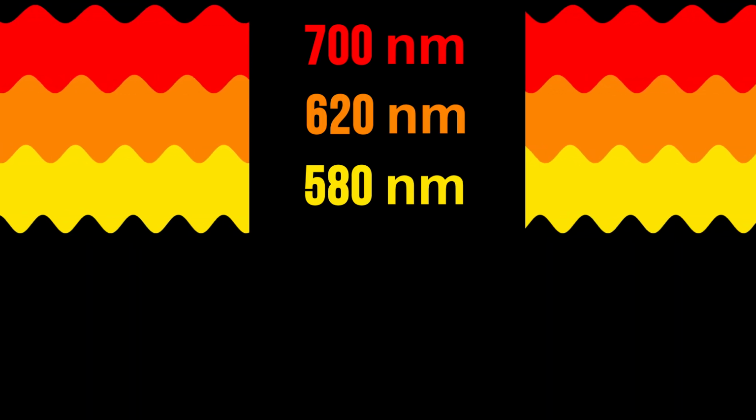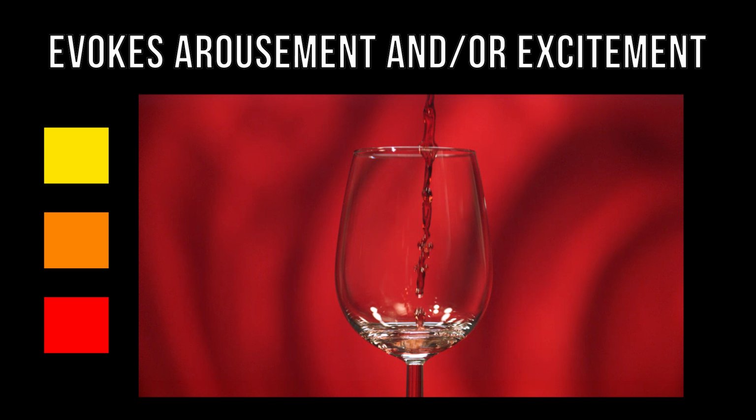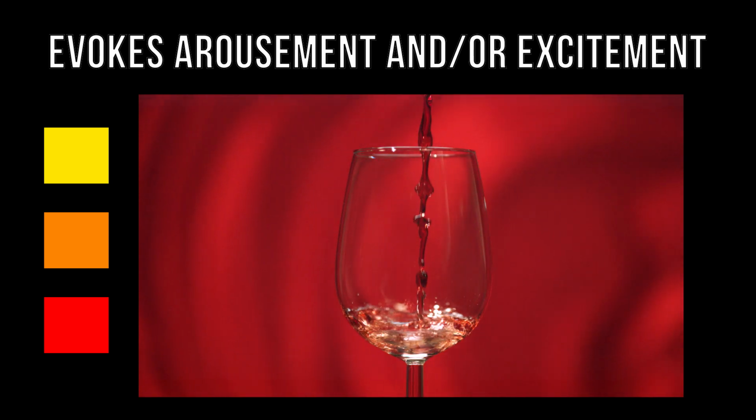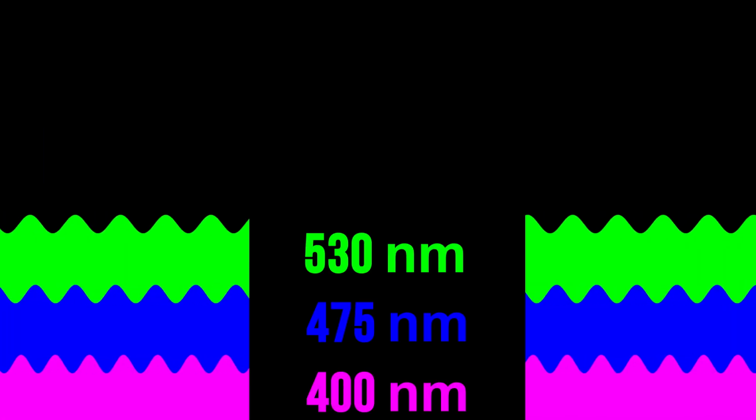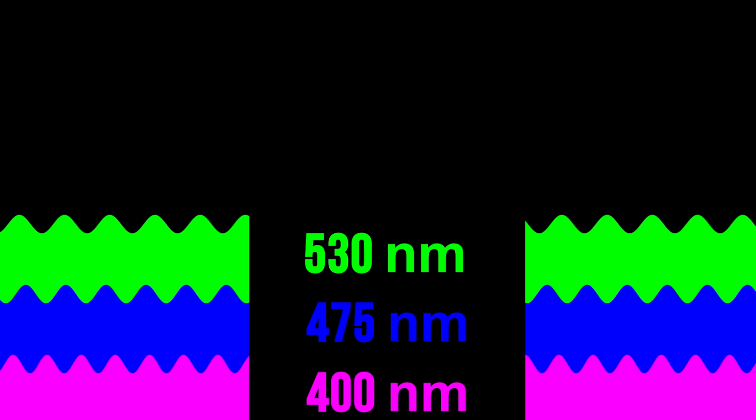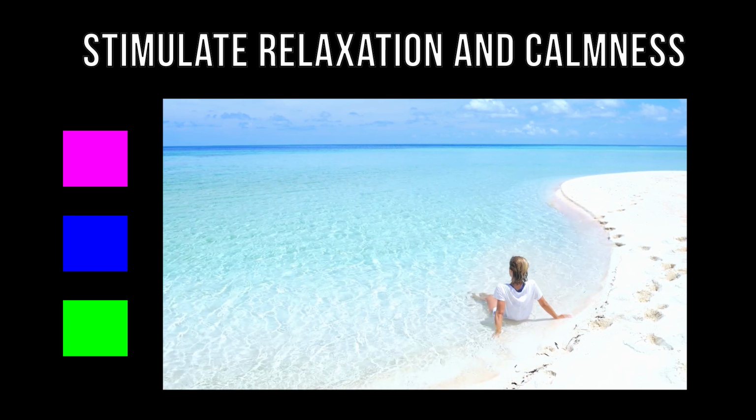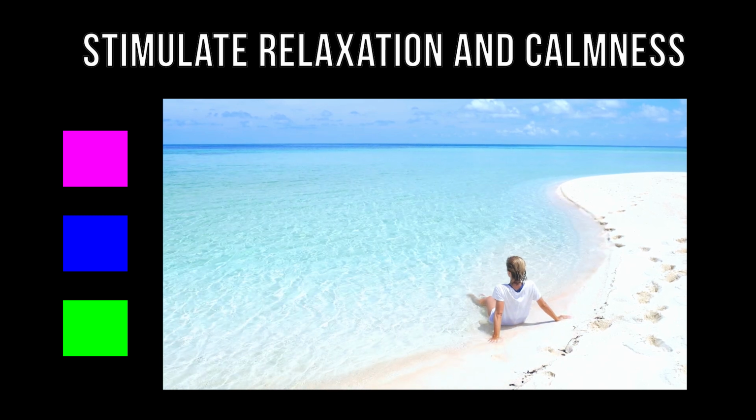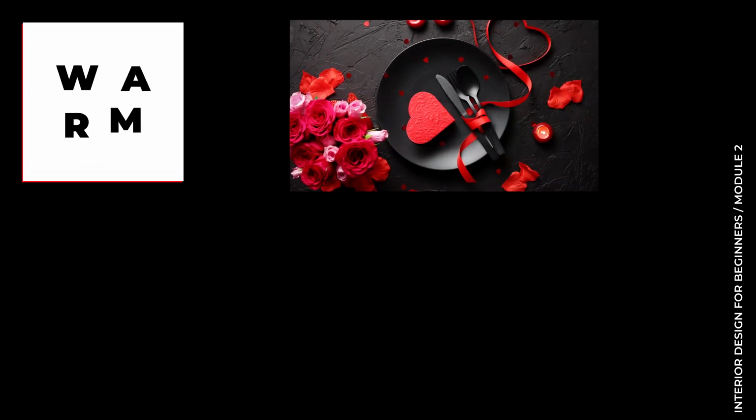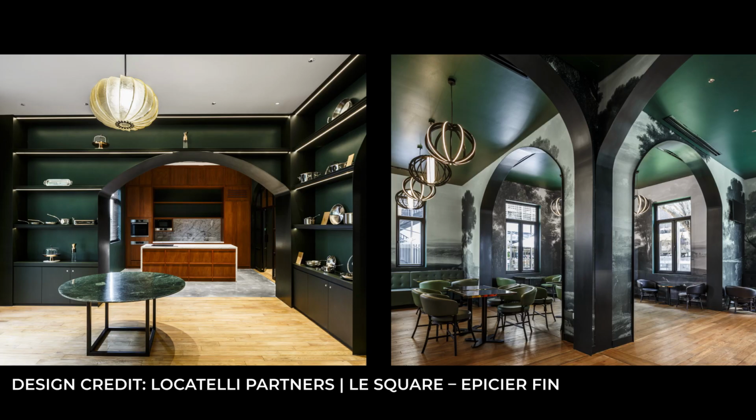Yellows, reds, and oranges have the longest wavelengths. That's why we think of them as warm colors. Warm colors evoke arousal or excitement. Greens, blues, and purples have the shortest wavelengths, and that's why they are seen as cooler colors. Cooler colors stimulate relaxation and calmness. Cool and warm colors help you to control the mood of the room. It can even help designers to manipulate architecture and inherent character of a space.